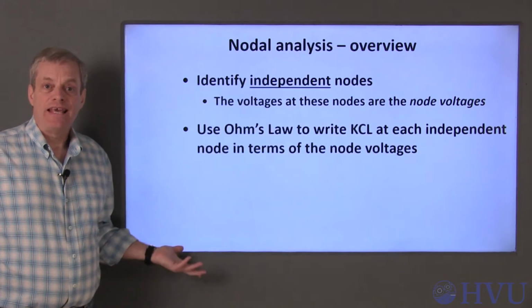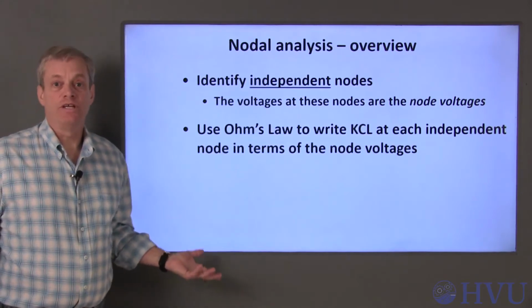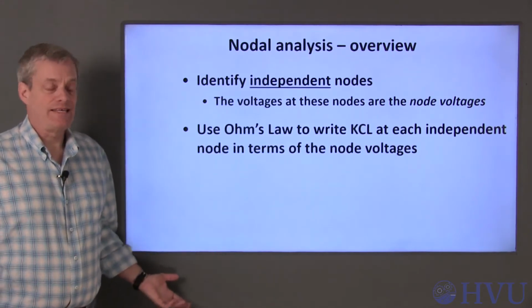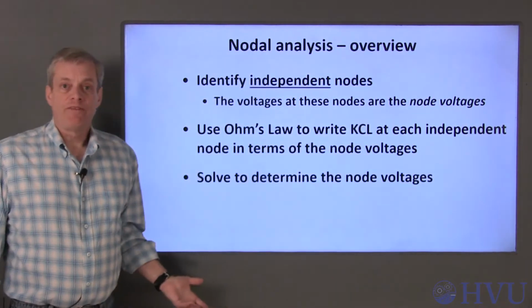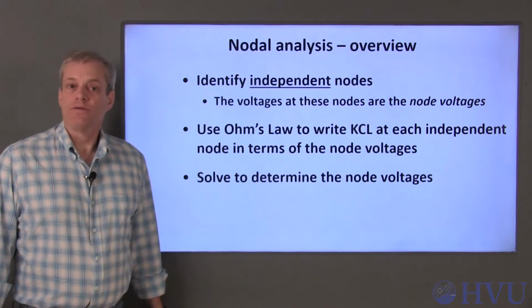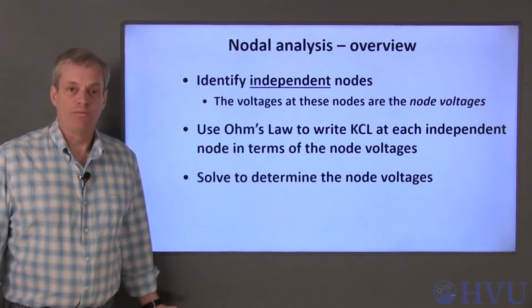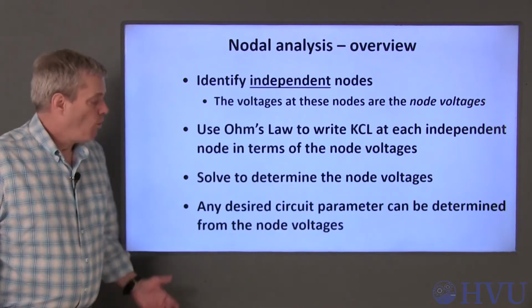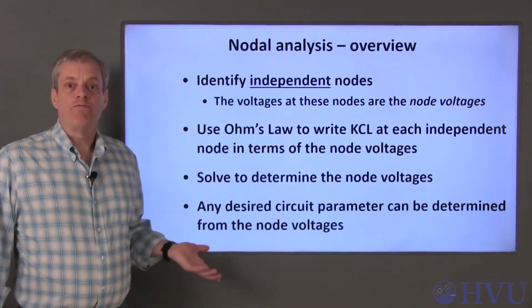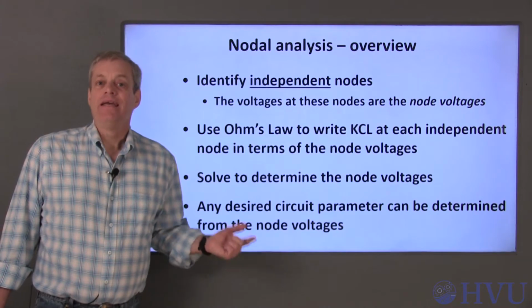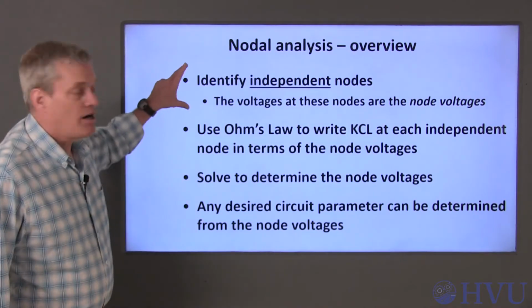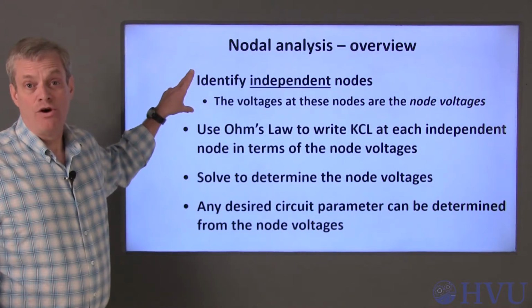Then apply KCL at each of the independent nodes and use Ohm's law to write KCL in terms of these node voltages. This will give the same number of equations as unknowns, so you can solve these equations to determine the node voltages. Once you have the node voltages, you can find out anything else about the circuit that you want to determine. In the remainder of this video, I'll talk about identifying independent nodes.